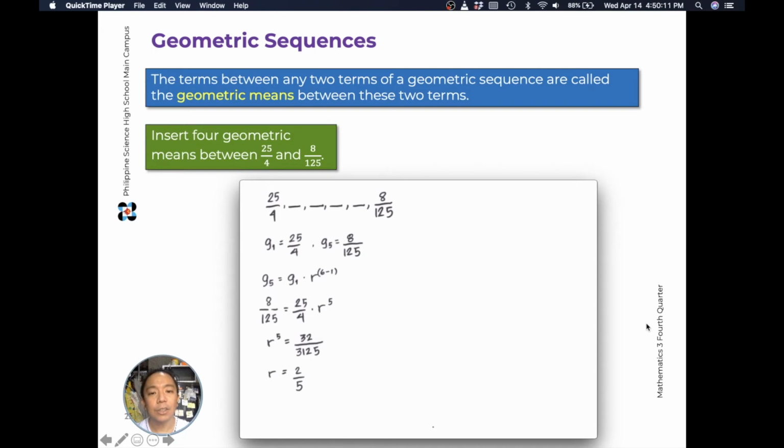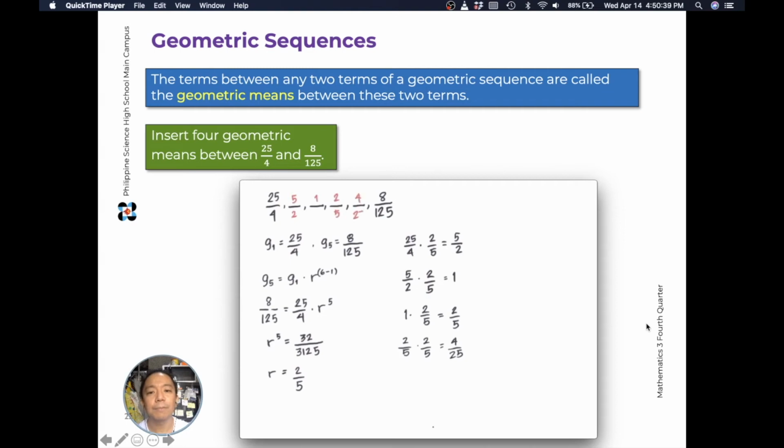So to find the next term, we'll just multiply 25 over 4 by our common ratio, 2 over 5. We'll get 5 over 2. To get the next term, we multiply 2 over 5 by 5 over 2, we get 1. To get the third missing term, we get 1 times 2 over 5, or 2 over 5. The fourth geometric mean is 2/5 times 2/5, or 4 over 25.